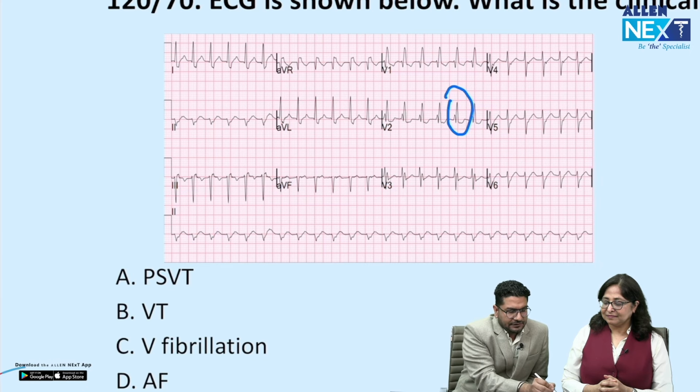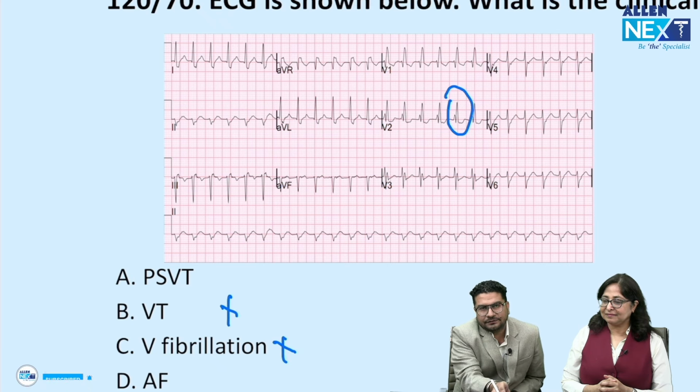So these two options are ruled out. Remember, ventricular arrhythmias, which means ventricular tachycardia and ventricular fibrillation, will have a broad QRS.